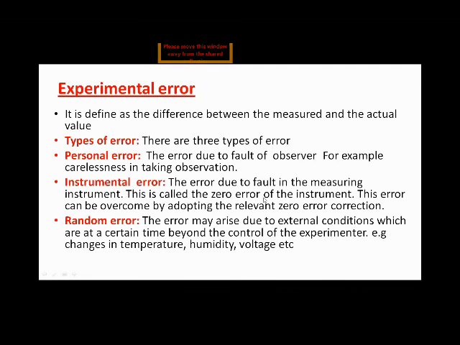This is called the zero error of the instrument. If an instrument does not have any error, it is said to have zero error. If an instrument has an error, it is said to be an instrumental error. This error can be overcome by adopting the relevant zero error correction, which also reduces the instrumental error.